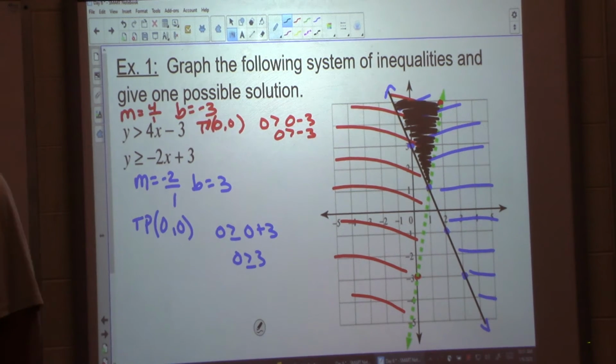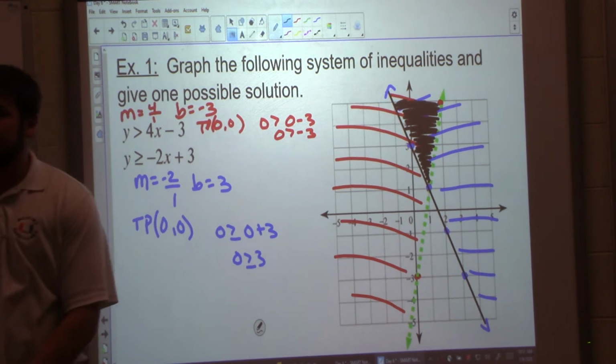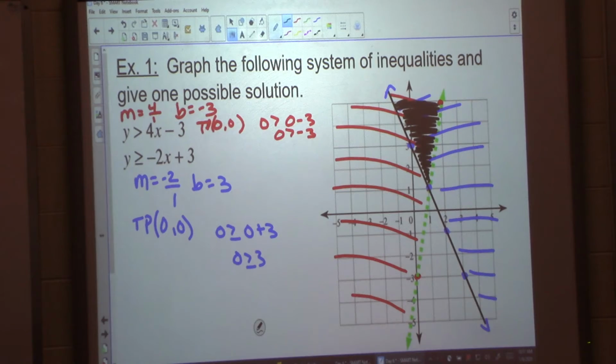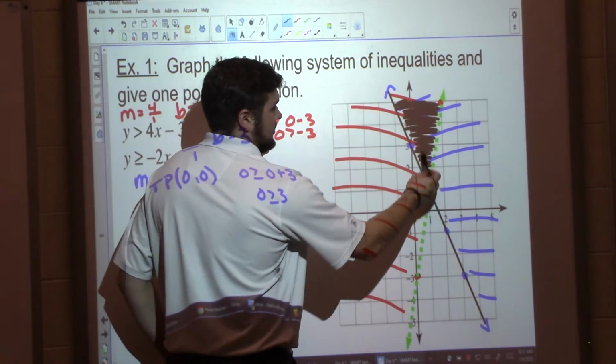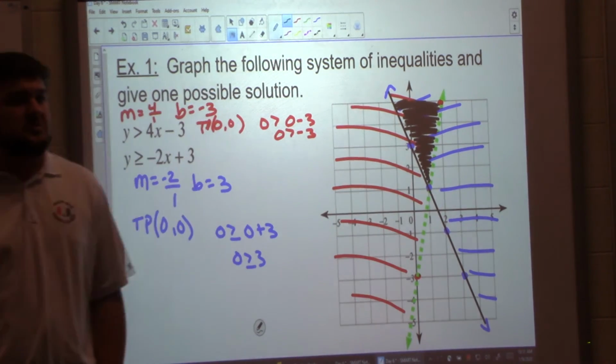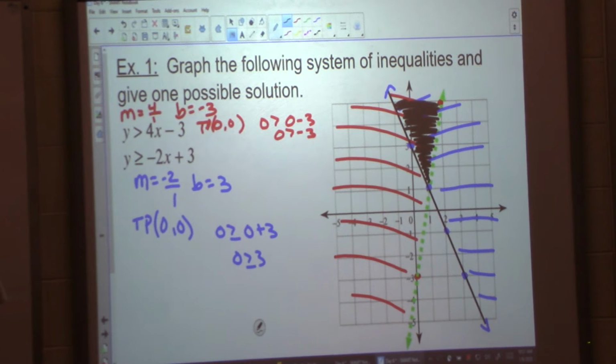So, Aiden, could you give me a possible solution for this problem? Yeah, sure. 1 and 3. So 1, 3. Perfect. The point right in the middle there. Are there more than just 1, 3 as a solution? Yeah, there's plenty of them. You can pick whichever one you want.